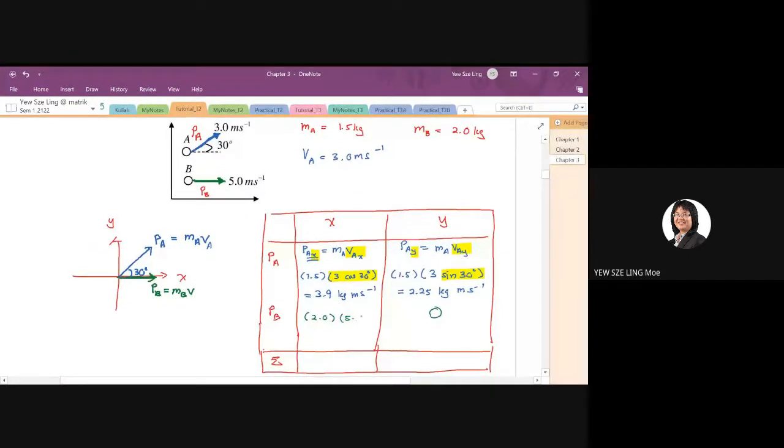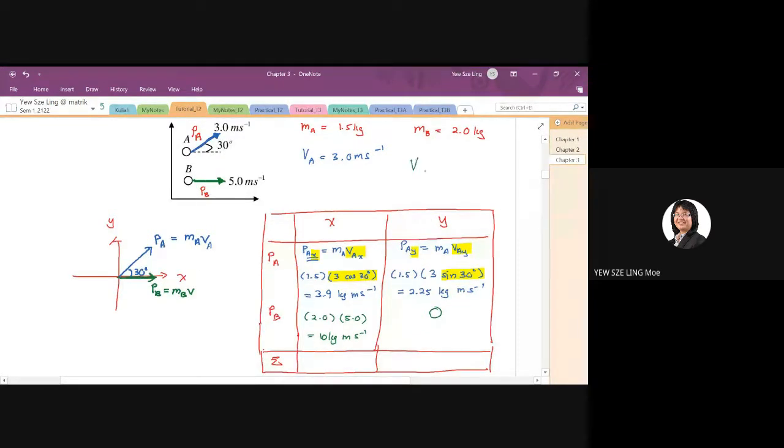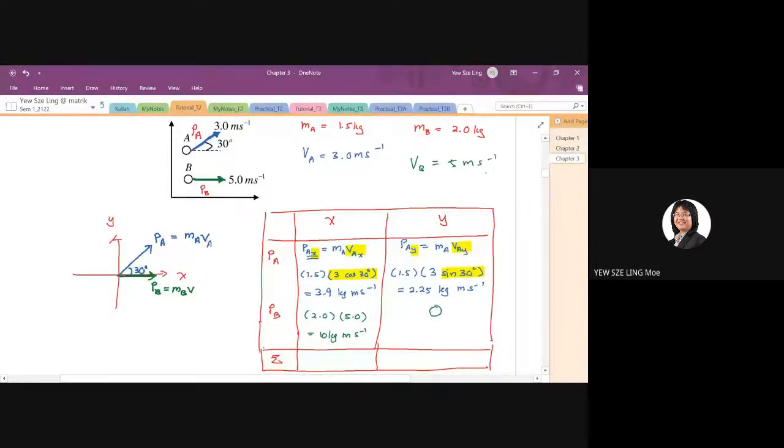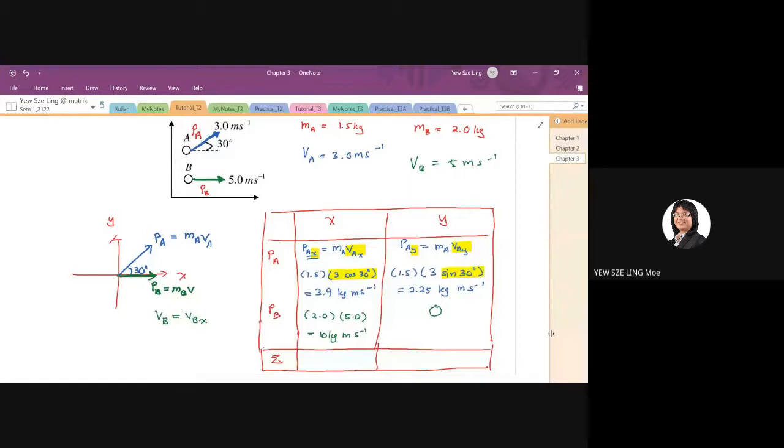So 5, therefore it is equal to 10 kg m s^-1. Again, it is a positive value because you have a positive velocity. It is heading to the right. So now I have a VB, which is equal to 5 meters per second. And this VB is equal to your VBX, because now your object is lying on the X component.